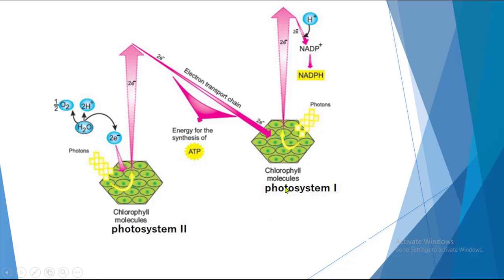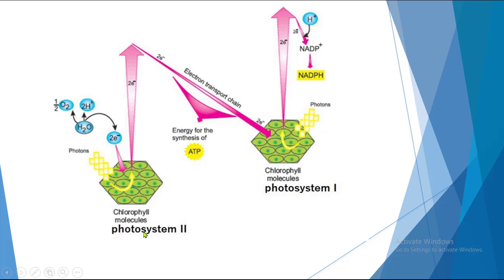Photosystem 2, they have been named on the basis of their discovery. Photosystem 1 was discovered first and photosystem 2 was discovered later. That's why they have been named photosystem 1 and photosystem 2. But the difference is that photosystem 2 has a chlorophyll molecule A, which has the ability to capture light energy in the wavelength of 680. The wavelength is 680 for photosystem 2.